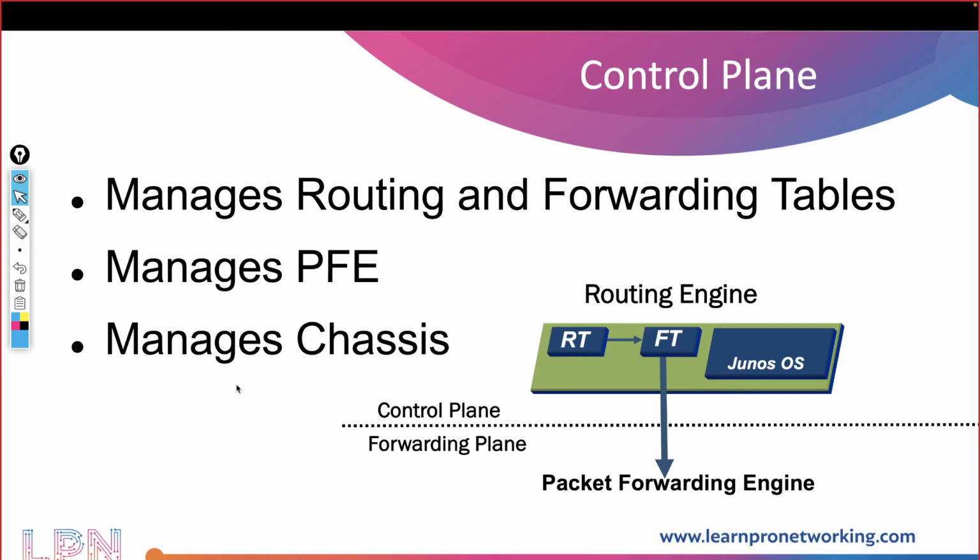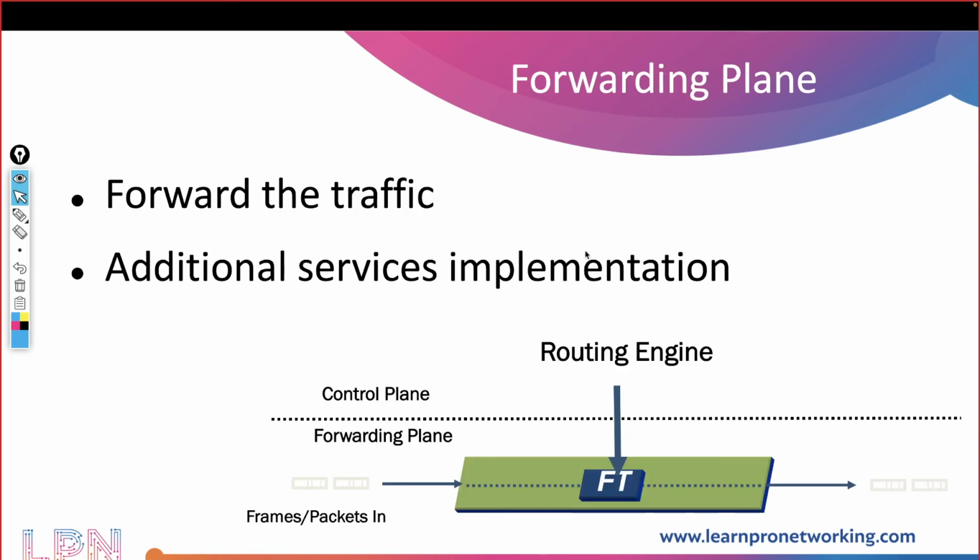Also, it manages the chassis while monitoring the environment, heat. All of them are going to be the responsibility of your control plane. Right? Then we also have the forwarding plane. Basically, a forwarding plane is going to have a copy of the forwarding table. Upon receiving traffic, it is forwarded out via the other interface by looking into the forwarding table locally available on the PFE.